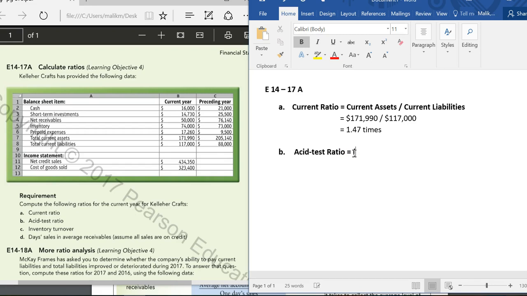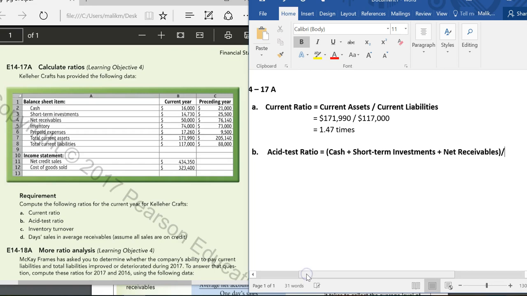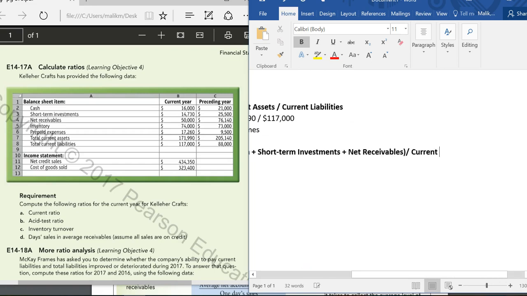So my top part is cash plus short-term investments plus net receivables. Net receivables and accounts receivable are both the same, and we will divide it by our current liabilities.